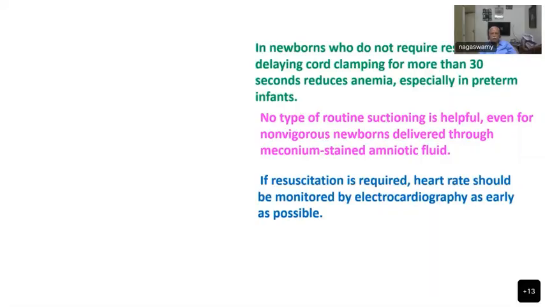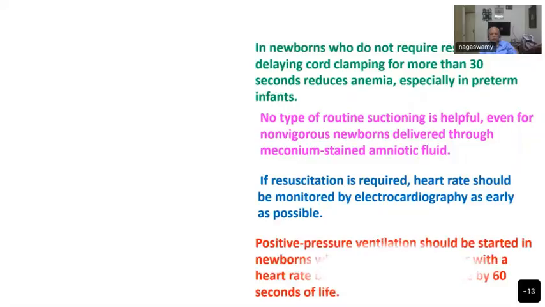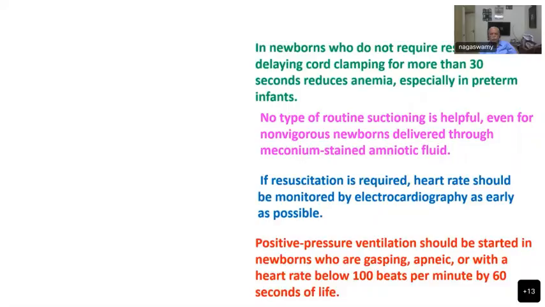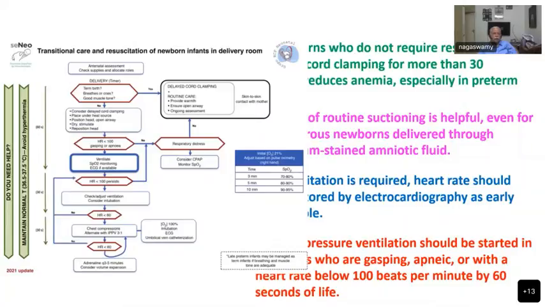And heart rate should be monitored by ECG. This is the next modification: earlier it was only by pulse oximeter or by auscultation that we were monitoring the heart rate. Nowadays in 2021 they say as early as possible put an ECG monitor to monitor the heart rate. Positive pressure ventilation should be started in newborns who are gasping and apneic with a heart rate below 100 per minute within 60 seconds of life. That time interval is why it is called the golden minute. So do not delay.